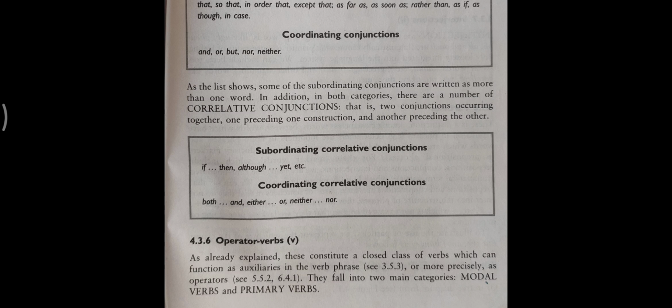At the same time we have another class, operator verbs. These are modals or auxiliaries that we see. They are closed class words which can function as auxiliaries in the verb phrase. So the function of the operator verbs is as auxiliaries. More precisely, they are categorized into two classes: modal verbs and primary verbs.